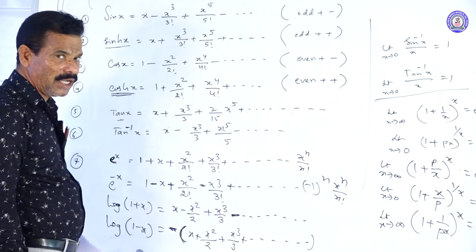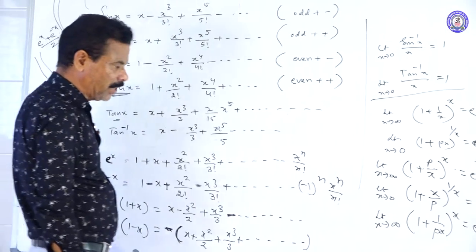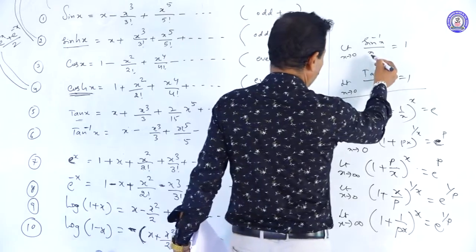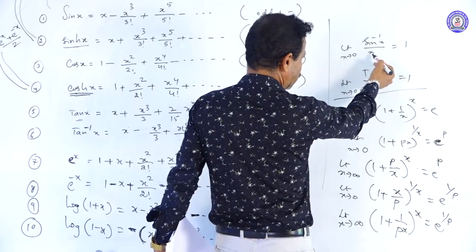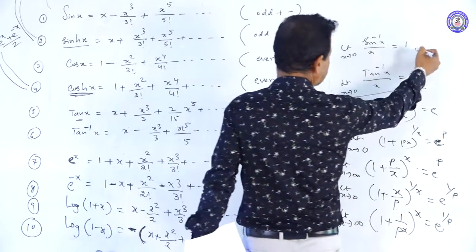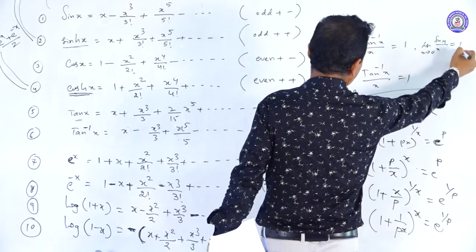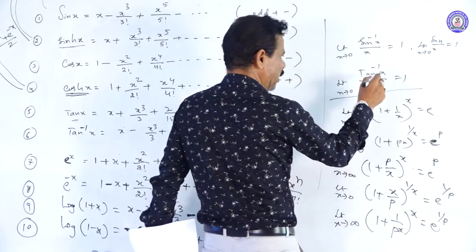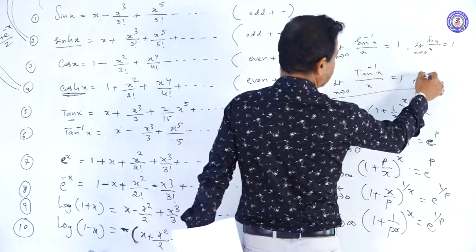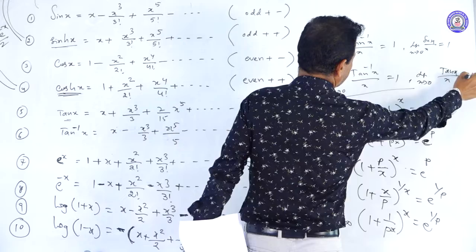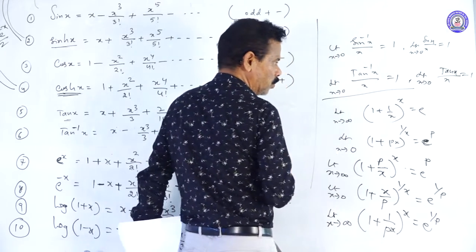These are used in limits, in some critical problems, by using these expansions. And here are other new formulas. Limit x tends to 0 of sin inverse x by x is also 1. Like that, limit x tends to 0 of sin x by x is also 1. Tan inverse x by x is also 1. Limit x tends to 0 of tan x by x is also 1. This one, no change.